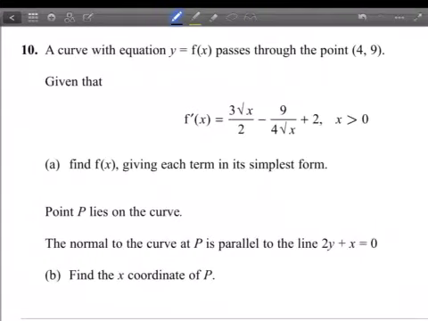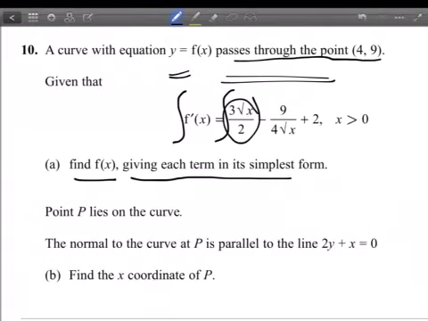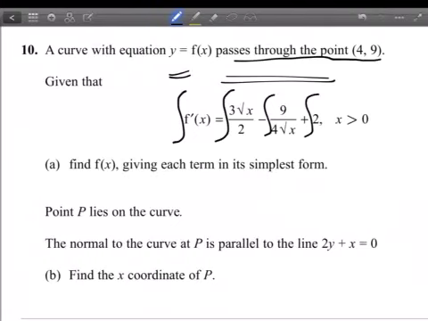A curve with equation passes through the point (4, 9), given f prime, find f of x, giving each term in its simplest form. What should we do? To find f of x, we take the integral of both sides, and we can take each part's integral because it has a sum and subtraction here. That is a rule also, we know.